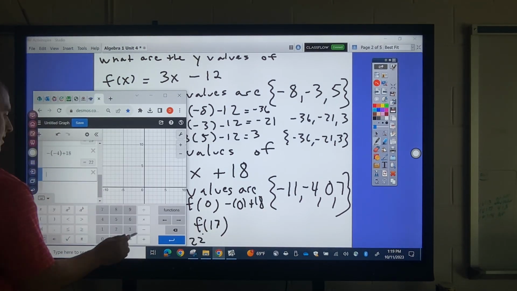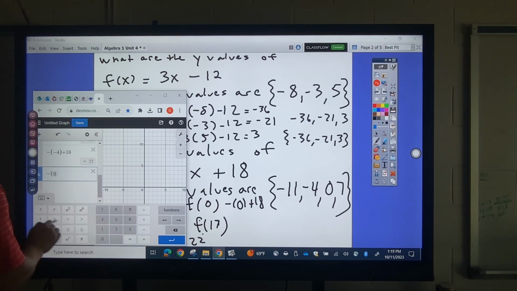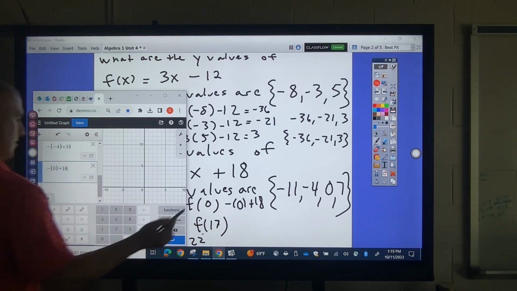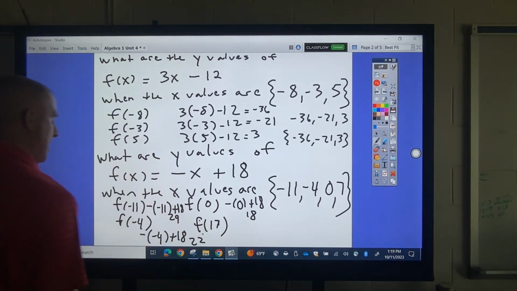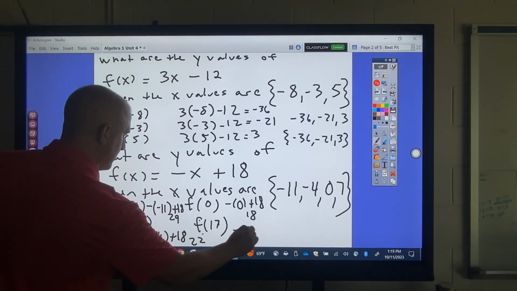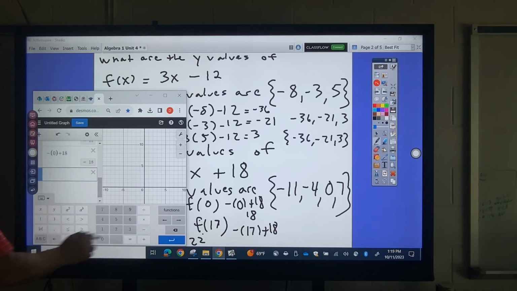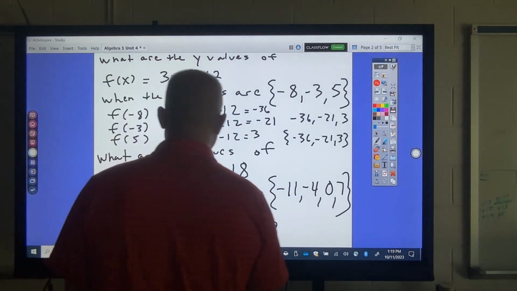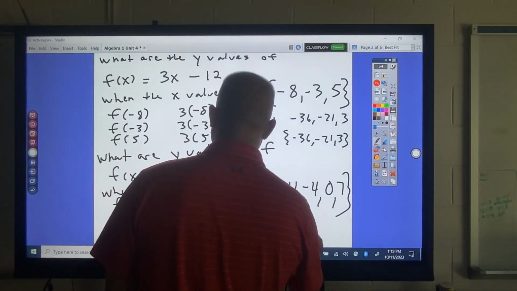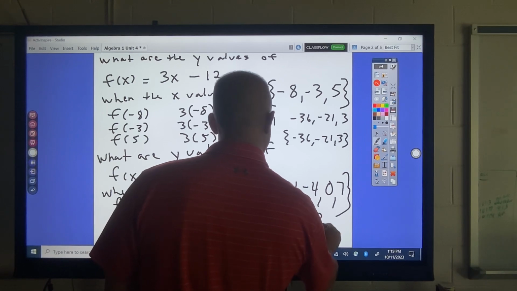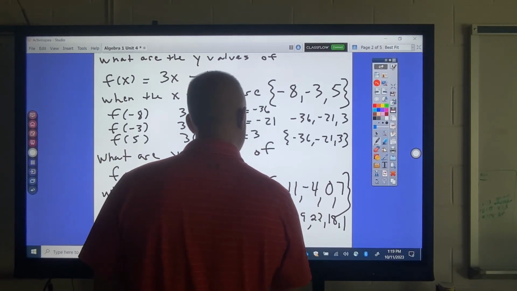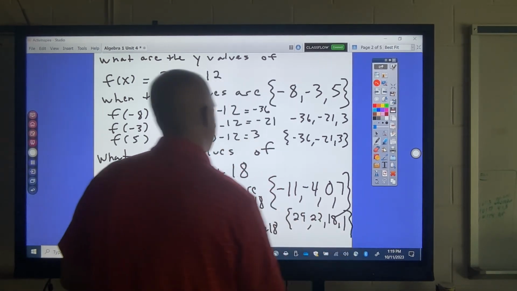Okay, negative with the 0 plus 18, which is just 18. And then f of 17 is negative with the 17 plus 18. Okay, negative, parentheses, 17 plus 18. That's 1. So my answer there was 29, 22, 18, and 1. Okay? That would be my answer.